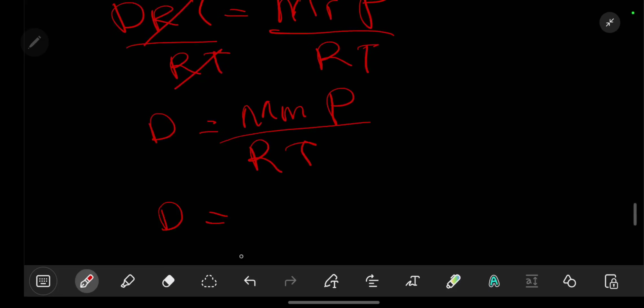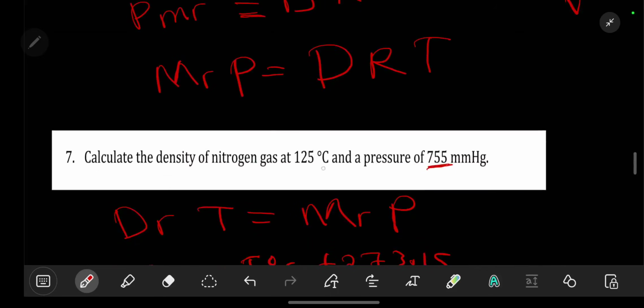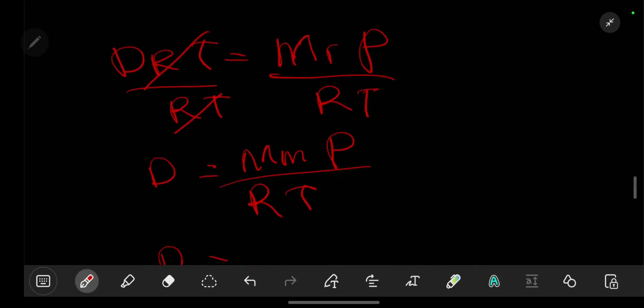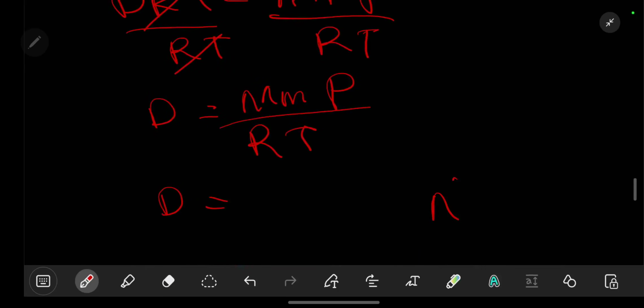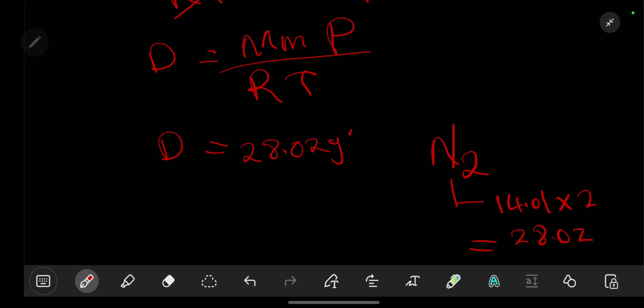Then our density should be equal to our molar mass of, what do we have? Nitrogen gas. So we need to find the molar mass of nitrogen gas. Now don't just write nitrogen. Nitrogen gas is diatomic, meaning it exists like this, and 1 nitrogen is equal to 14.01, but there are 2 of them, so we multiply by 2 to get 28.02. So we are going to have 28.02 grams per mole.